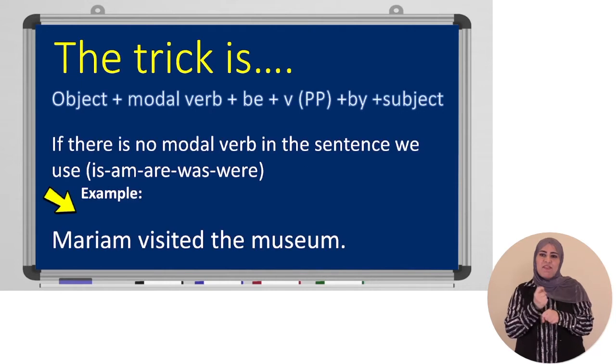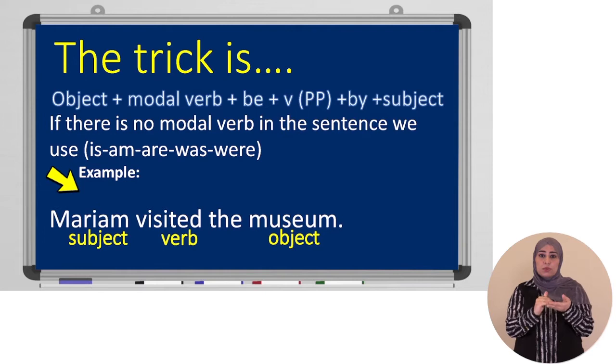For example, here, look at the sentence. Maryam visited the museum. Is there a modal verb in the sentence? No, there is not. So what are we going to replace it with? Is, are, was, or were. How do we choose it? We choose it based on the object. Maryam is the subject, the verb is visited, and the object is the museum.